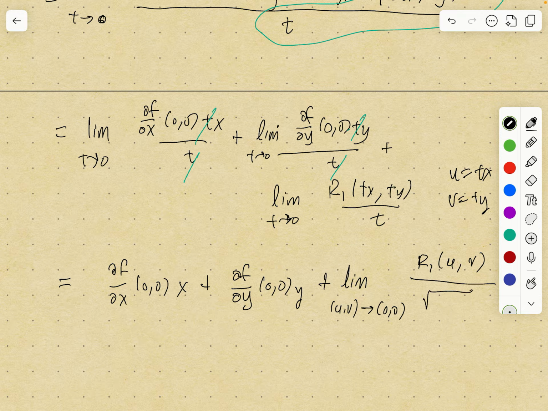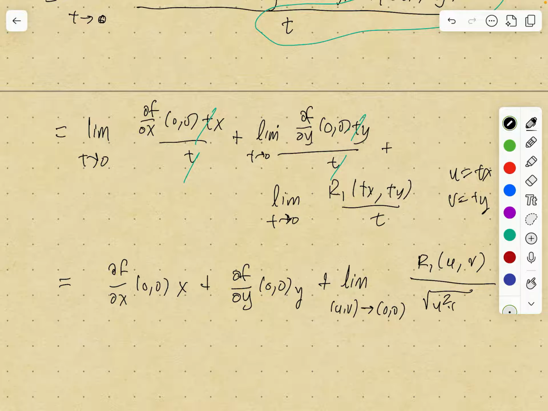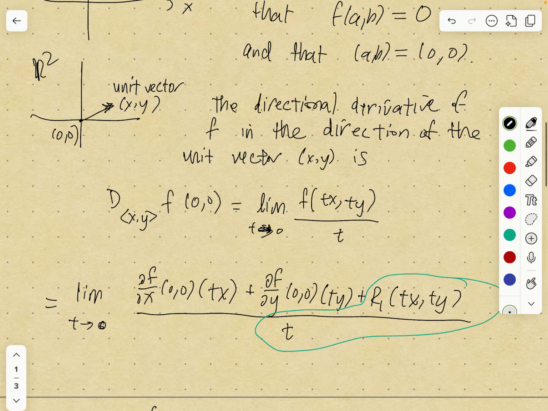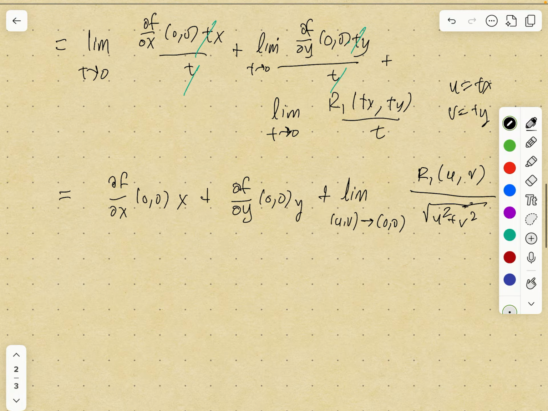t is the magnitude of the vector (u, v). So it's the square root of u squared plus v squared. Why is that? Because (x, y) is a unit vector, right? We assume that (x, y) is a unit vector. And so that's where this comes from. If you take u squared plus v squared, you just get t squared times x squared plus t squared times y squared, and you factor out the t squared. So you get t squared times x squared plus y squared, and then you take the square root, and you just get t times the square root of x squared plus y squared. The square root of x squared plus y squared is 1.